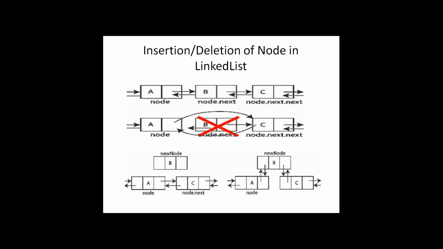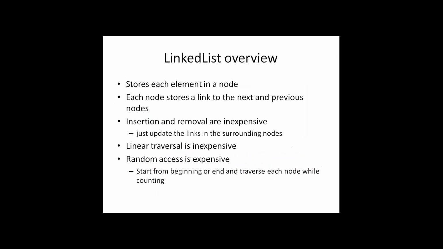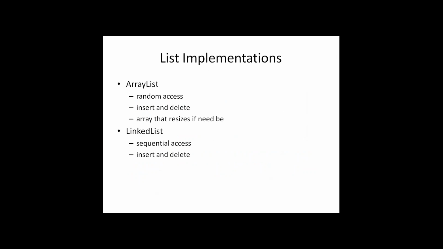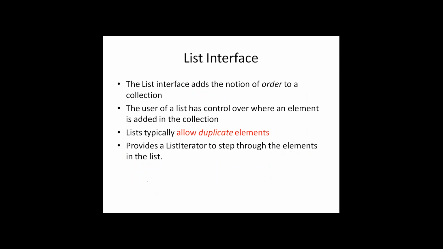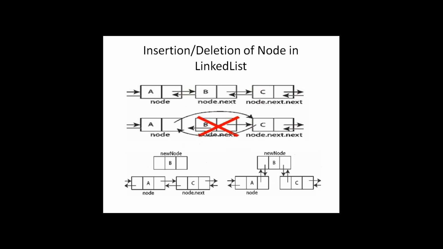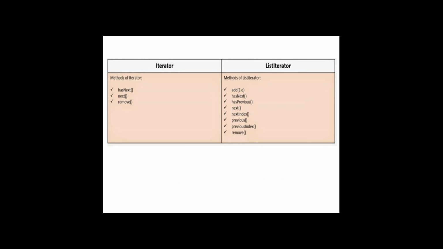Okay. So for traversing array list and linked list, we have used iterator. One more interface is there, that is list iterator, for traversing the elements from the list, array list and linked list. Let's see in the program.